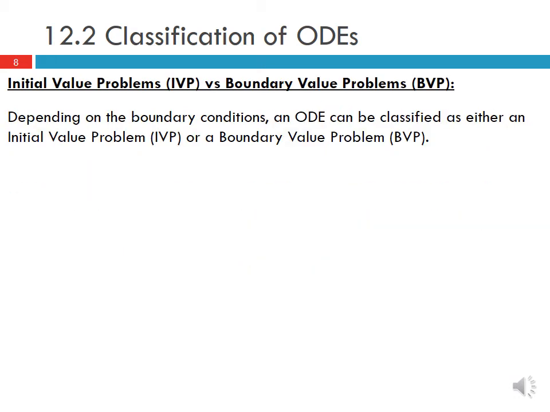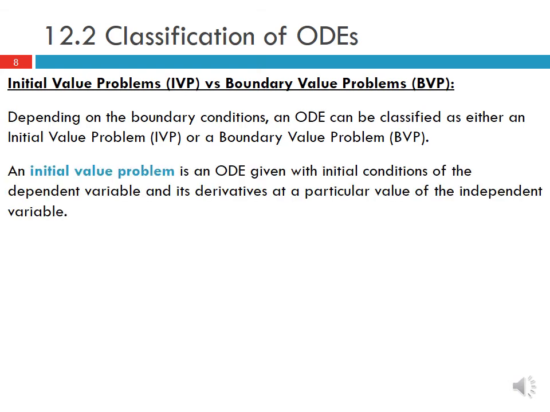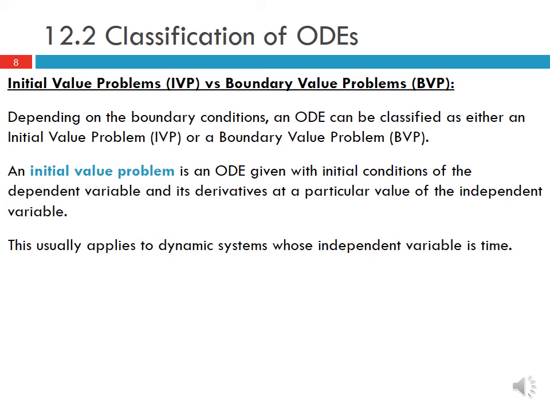The other classification that's important is whether it's an initial value problem, IVP, versus a boundary value problem, or BVP. Depending on the boundary conditions, an ODE can be classified as either an initial value problem or a boundary value problem. An initial value problem is when an ODE is given with initial conditions of the dependent variable and its derivatives at a particular value of the independent variable. This usually applies to dynamic systems whose independent variable is time.